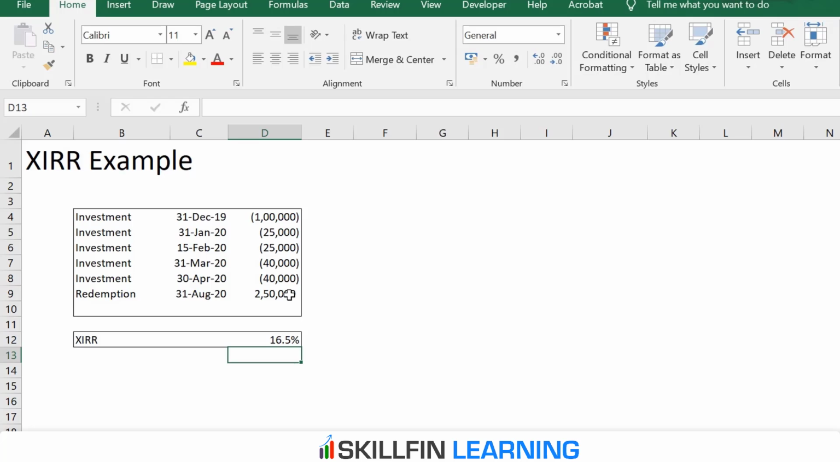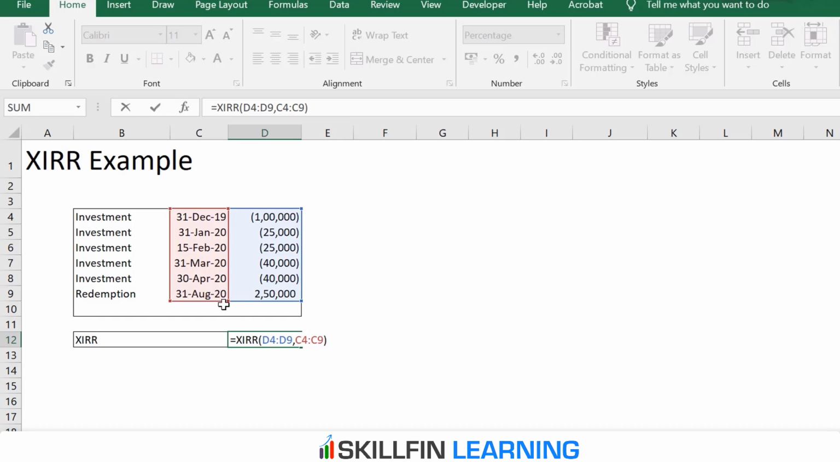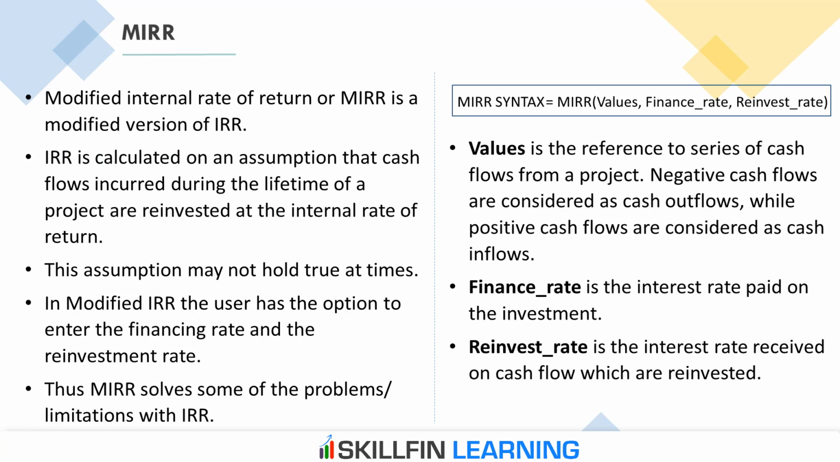A couple of points to keep in mind while using the XIRR function. The dates used should be in Excel defined format. So if we are using dates which are not recognized by Excel, then this function will not work. And the second point to keep in mind is the range of the values and the dates should be in sync, like we discussed in the XNPV example.